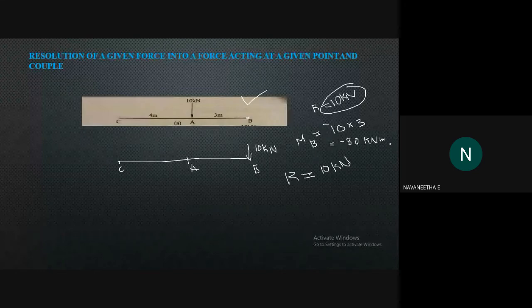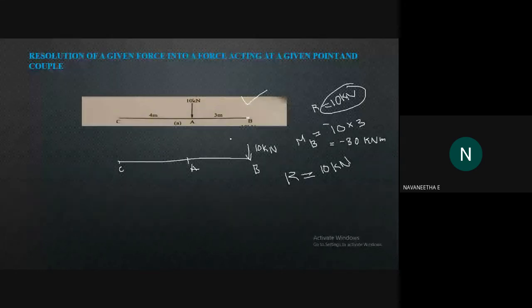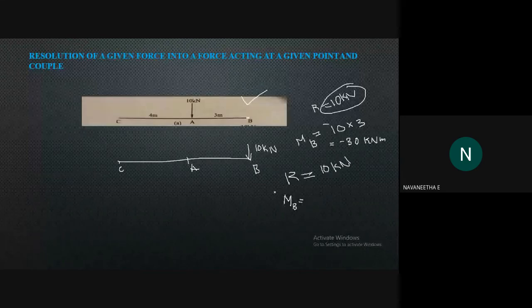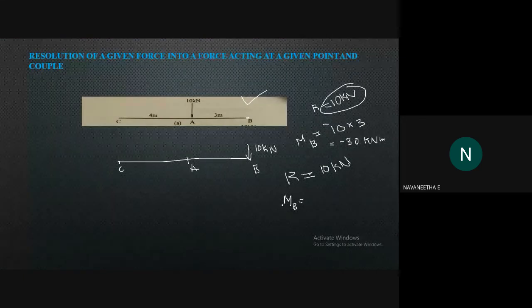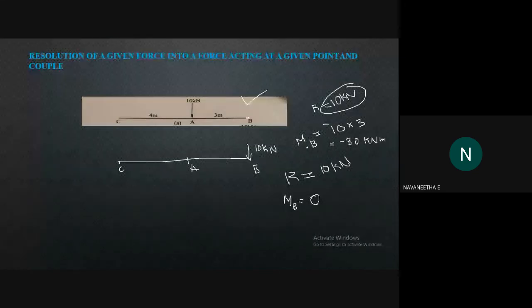While considering the second figure, what is the value of MB here? We don't have to consider the force which is acting at the point about which we are taking the moment. Here 10 kilonewton is acting at point B, so we don't need to consider it. There are no other forces acting on this beam. So MB is 0. So we cannot say the two systems are equal. The two systems are not the same.